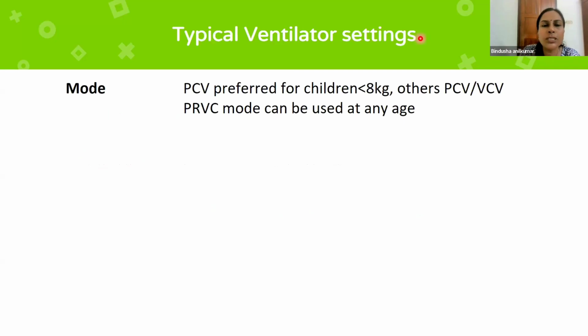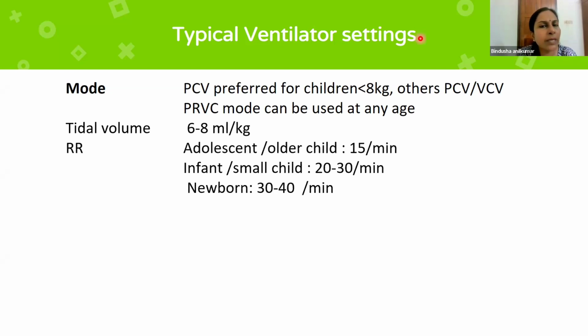Okay. So what are the typical ventilator initial settings? Mode, as we said, PCV is the preferred mode in small babies, especially in children with weight less than 8 kg. In older children, we may even use volume control ventilation. PRVC mode can be used at any age. Tidal volume, we will aim for a tidal volume of 6 to 8 ml per kg, 6 ml per kg for a diseased lung, and 8 ml per kg may be aimed for a normal lung.